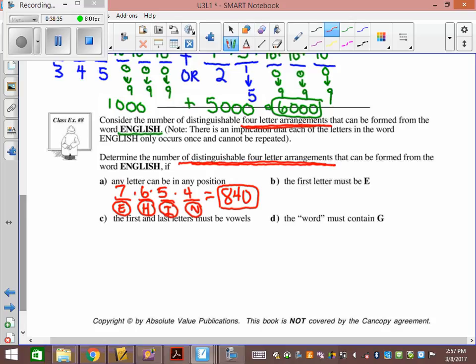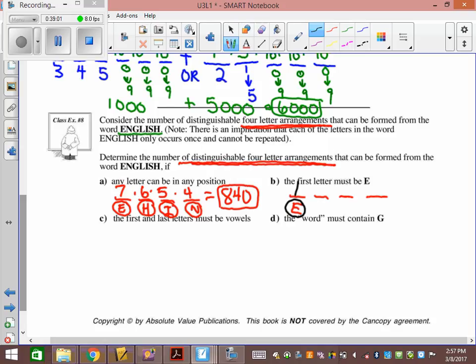Okay. The first letter must be an E. I have a restriction. The first letter must be an E, so I'm going to have to deal with that first. I still have 4 letters. The first letter, however, has to be an E. How many E options do I have? 1. I kept it there. Remember, with words, there's always just the number of letters you have.